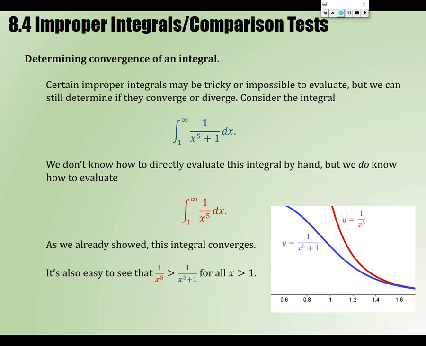Someone give a one-breath argument. Yeah. For x always greater than 1, which is what we're talking about here, this denominator is always greater, which makes the fraction smaller. I think that's a good argument.